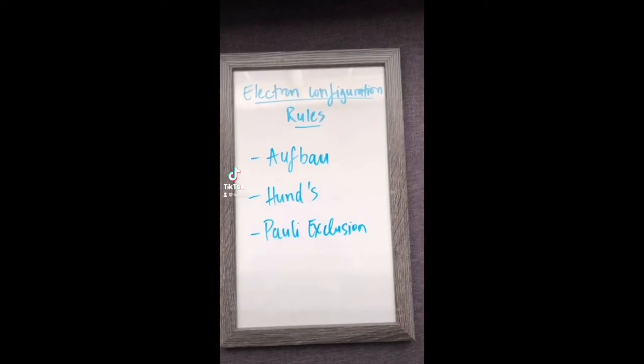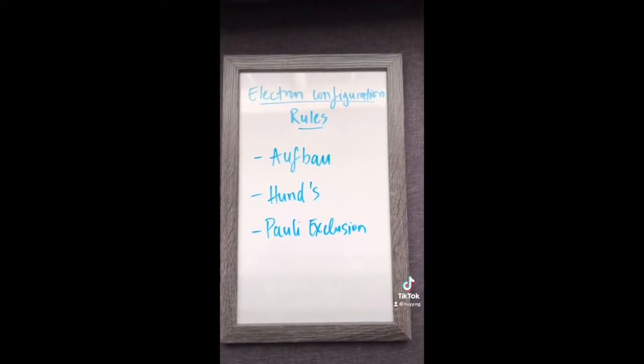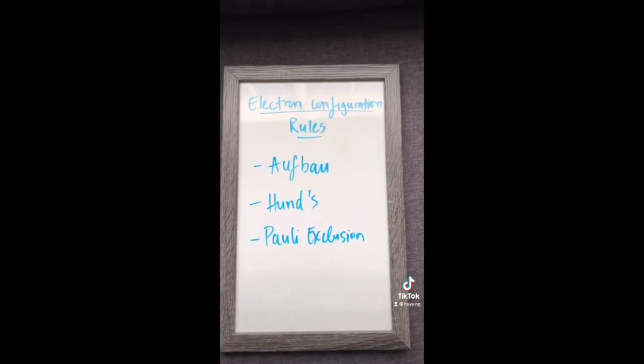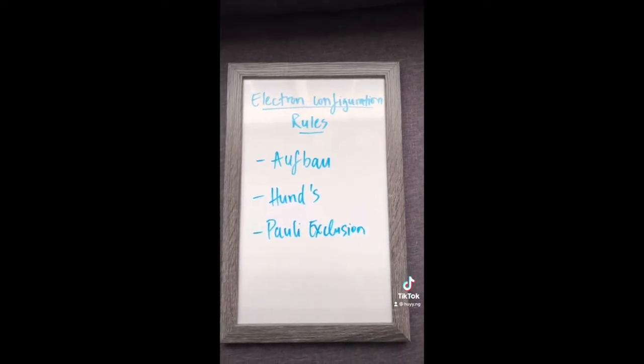My name is Hui-Nguyen, and today I will be talking about electron configuration rules. This includes the Aufbau principle, Hund's rule, and the Pauli exclusion principle.